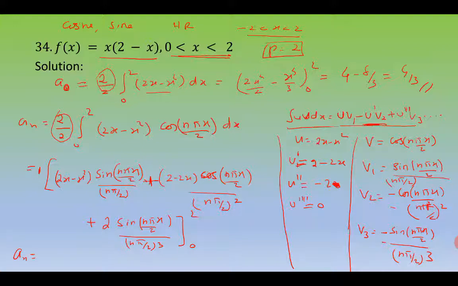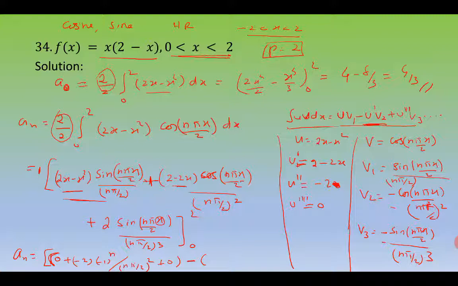So what is your a_n? Substitute the upper limit. X is 2 makes the first term 0, second term 2 minus 4 is minus 2, and cosine n pi is minus 1 to the power n, so this will be minus 2 times minus 1 to the power n divided by n pi by 2 whole square. In the third term, sine n pi is 0. This is for the upper limit, minus the lower limit.